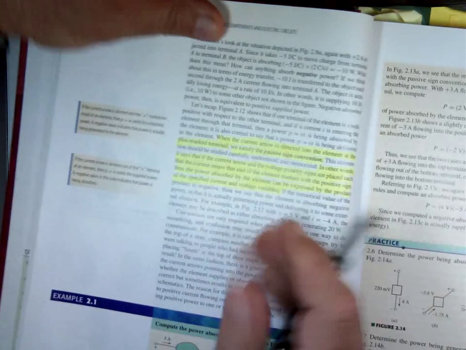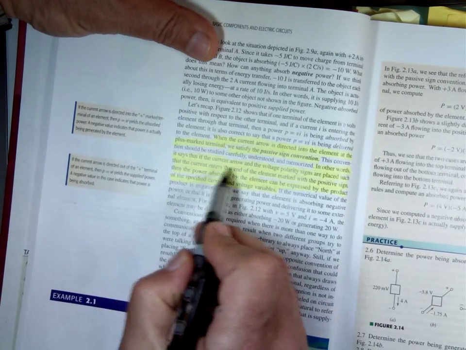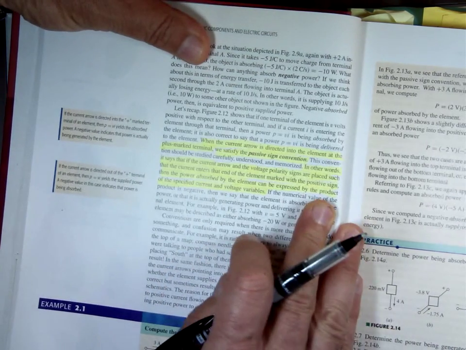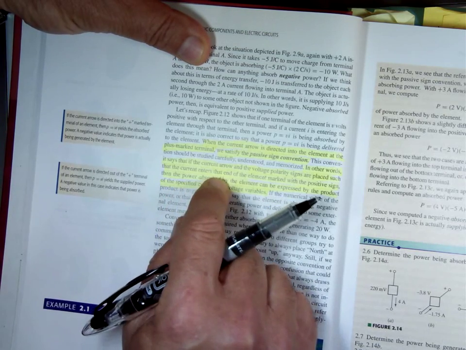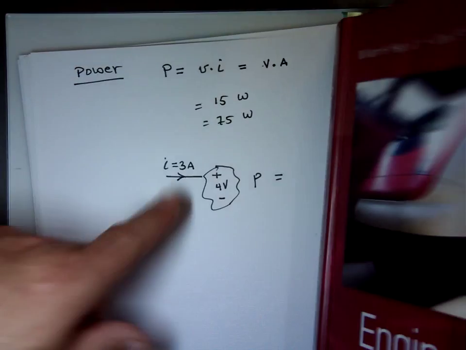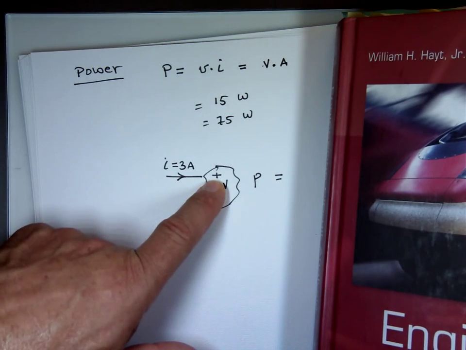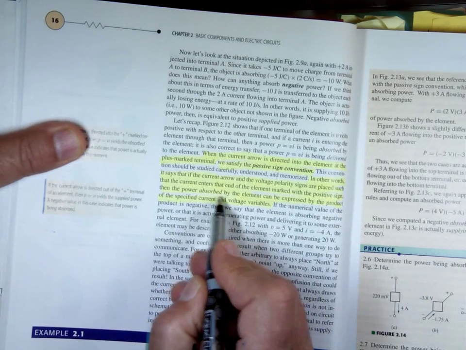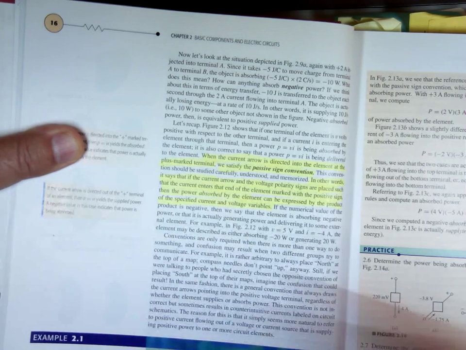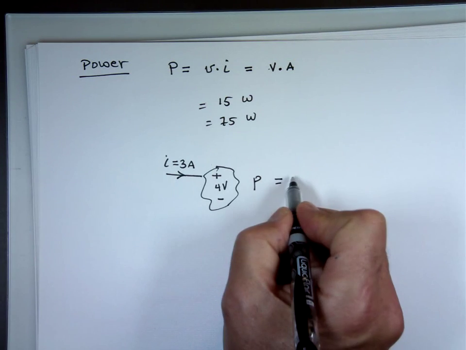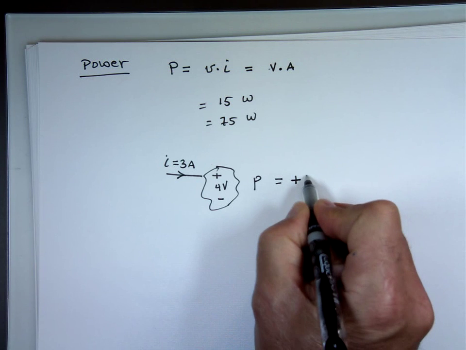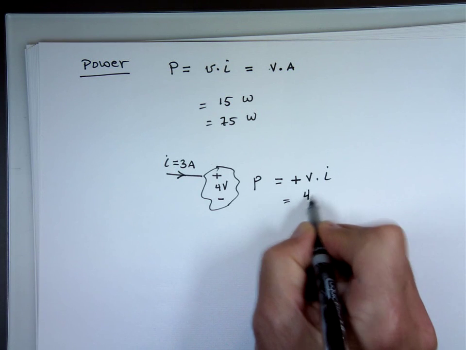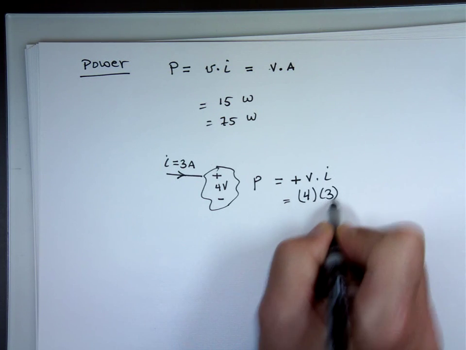In other words, we say if the current arrow and the voltage polarity signs are placed such that the current enters the end of the element marked with the plus sign. Is that what we have? Is the current entering the plus sign? Yes. Then the power is absorbed by the element. So that's a positive power. Positive means absorbed here. And the value of the power is voltage times current. What is my voltage here? 4. What's my current? 3. That's 12 watts absorbed.